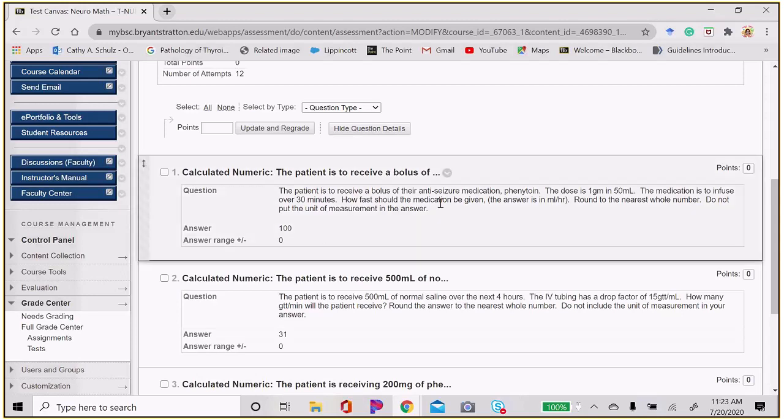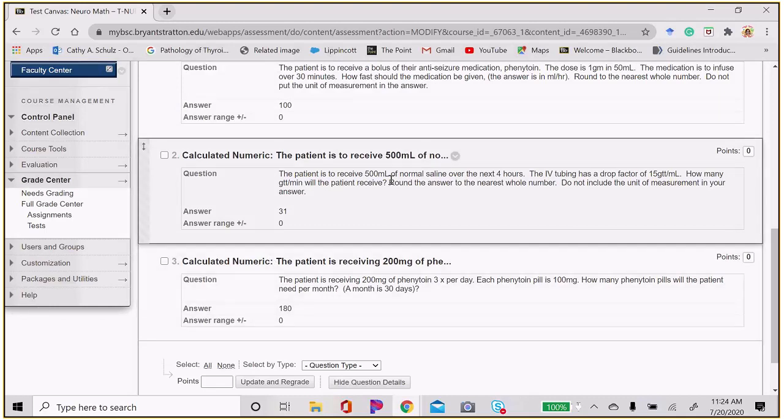The patient is to receive a bolus of anti-seizure medication, phenytoin, which happens if someone is on this medication a lot and then they miss a couple doses and they need to get into the therapeutic window a little bit quicker. So they're getting a gram of phenytoin that's mixed into 50 milliliters of what would have to be normal saline, not dextrose. And it's supposed to be given over 30 minutes. So we are just concerned about the 50 milliliters, not the gram. There are two 30-minute segments in an hour, so 50 times 2 gets you 100 milliliters per hour.